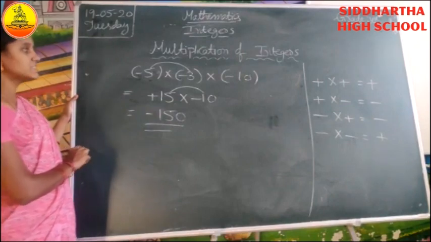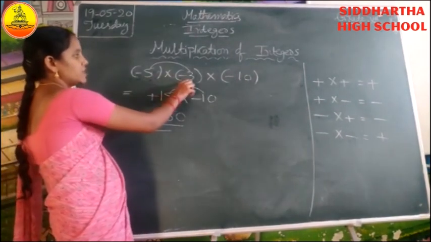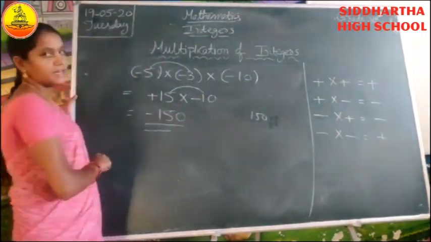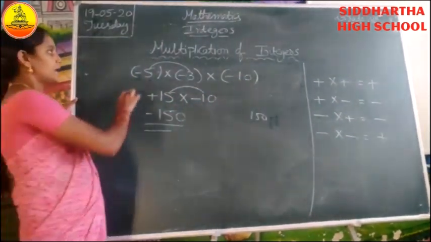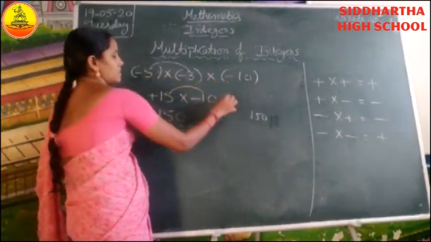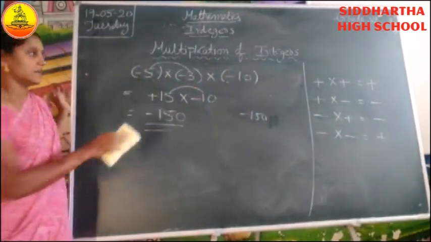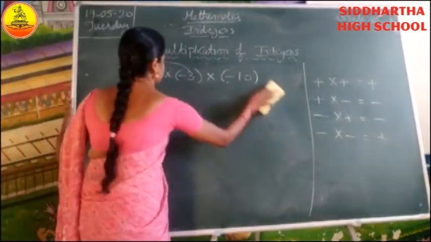Otherwise, directly you can write 5 into 3, 15. 15 into 10, 150. Directly you can multiply. Now minus into minus is plus, plus into minus is minus. In this way, step by step, you can multiply directly. Next.